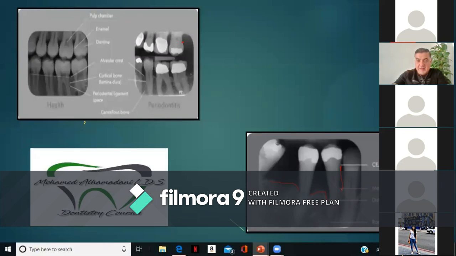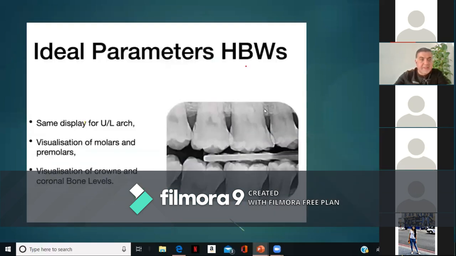If the gum is around here, this is the pocket depth. But for the clinical attachment loss, you check from the cemento-enamel junction to the base of the pocket. We'll go into details about this later.